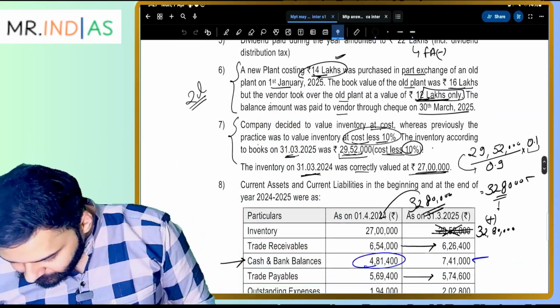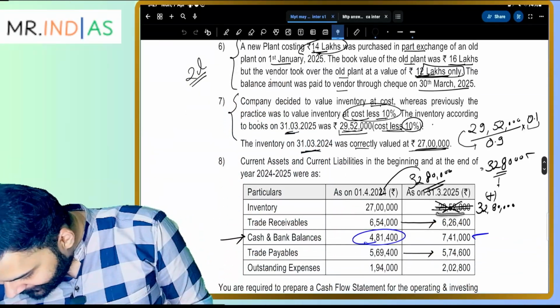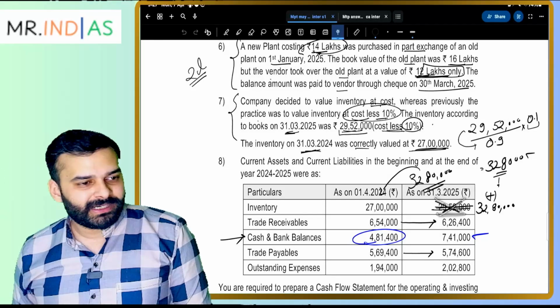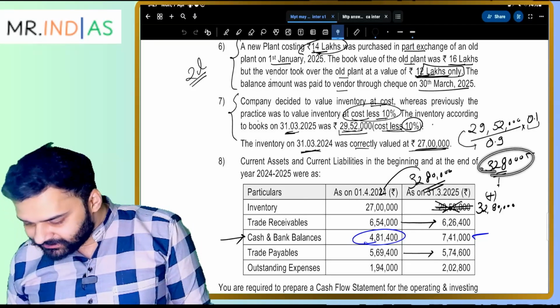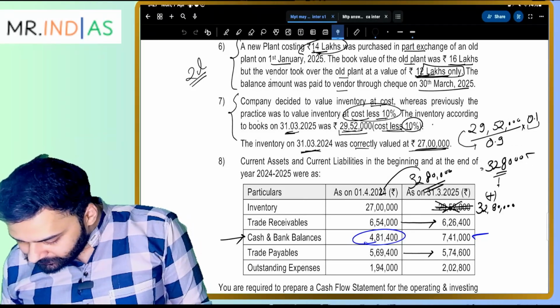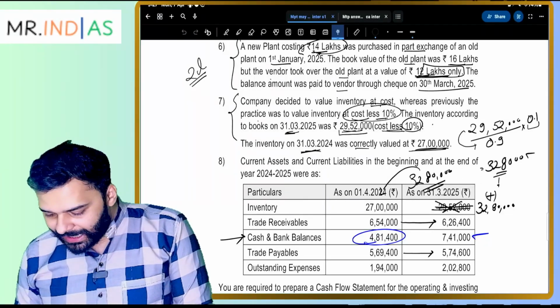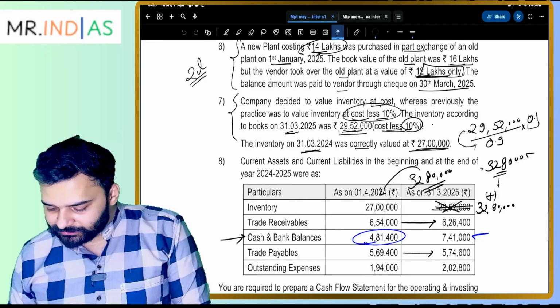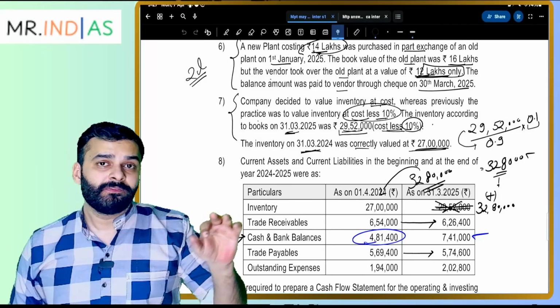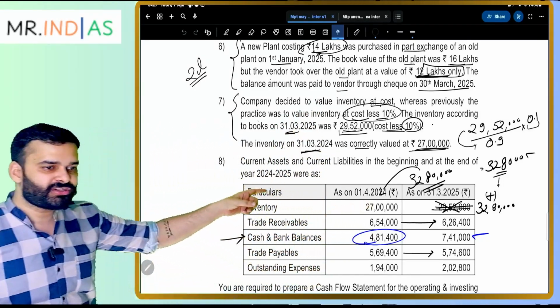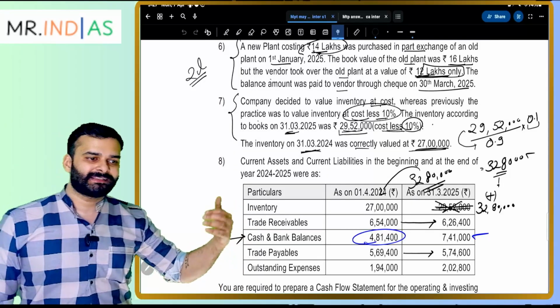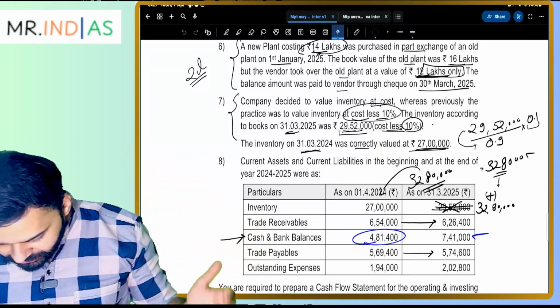How do you present it in inventory? The value of 29 lakh 52,000 will be erased from your mind now, because you have already adjusted 3 lakh 28,000. So the revised value for March 25 inventory is 32 lakh 80,000, and the opening stock value is 27 lakhs. The difference between these two will get adjusted in operating activity as a change in working capital. I hope you can remember or retain the points.